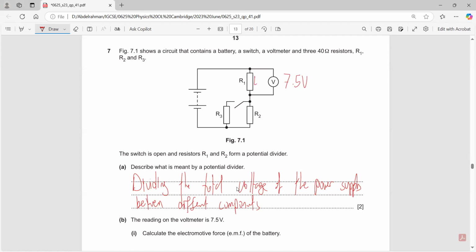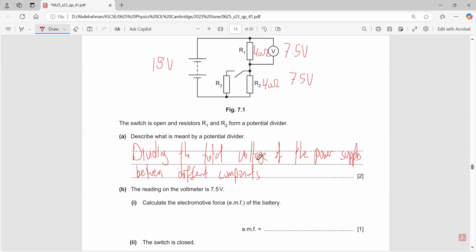The resistance of the first resistor was 40 ohms, and the resistance of the second resistor was also 40 ohms. The whole point of a potential divider is that if the resistance is equal, then the voltage is also equal. So 40 ohms and 40 ohms, 7.5, and this one would also be 7.5 volts. So the total voltage of this battery would be 15 volts.